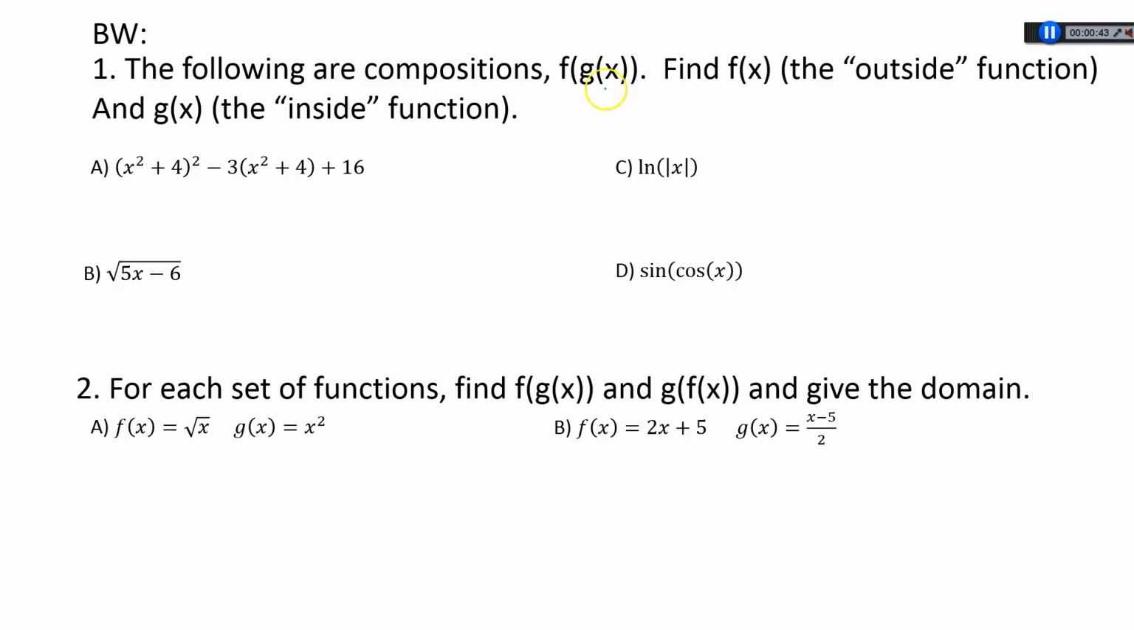The following are compositions f of g of x. We're going to find f of x, the outside function, and g of x, the inside function. Now, these can be a little bit tricky. Some of them are easier than others, I think. Like for sine of cosine of x, I think that one's pretty easy, right?